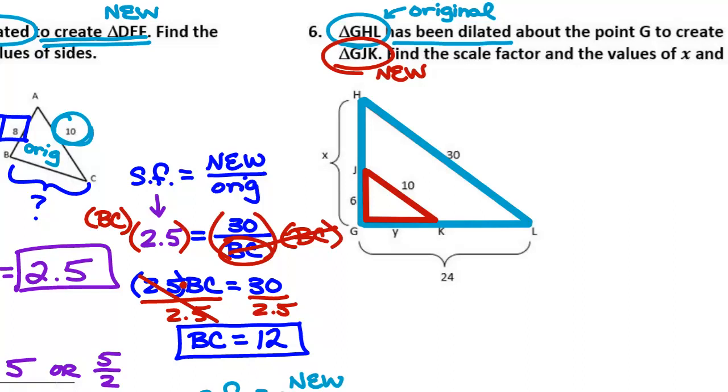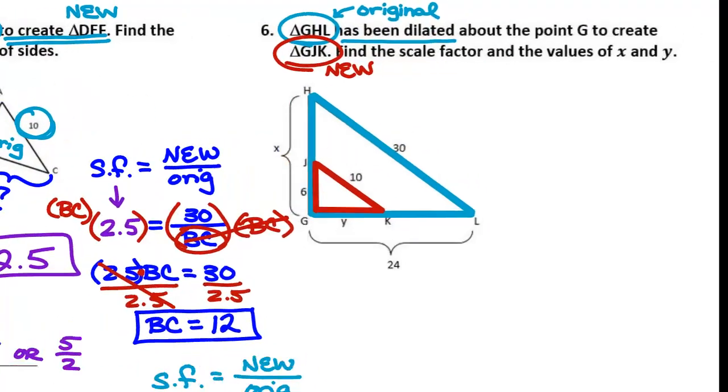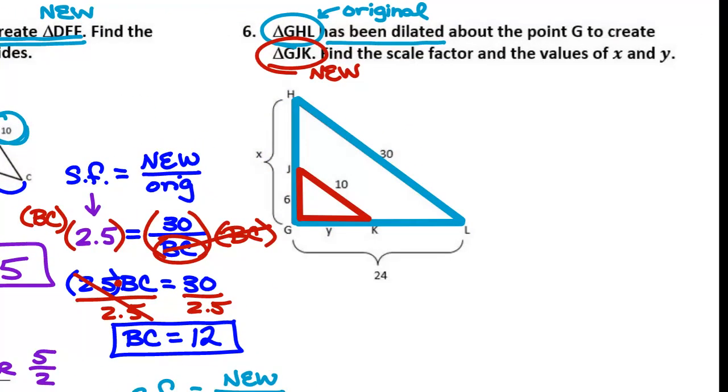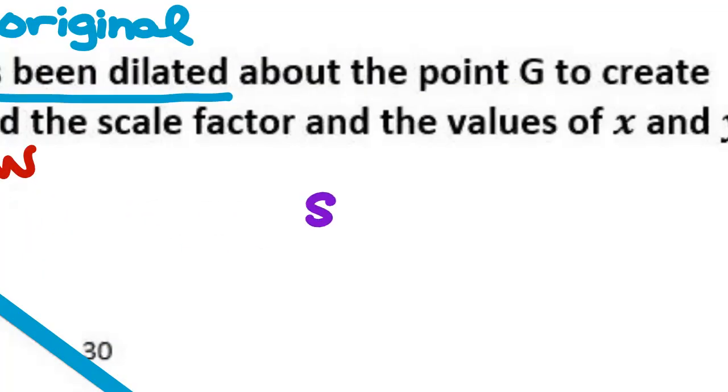Was GHL enlarged or reduced? Did the original one get bigger or smaller? Got smaller. Remember, my original one is the blue one, and then it was dilated to create the red one, which is smaller than the blue one. So this would be a reduction. So it got smaller. We want to find the scale factor, and we want to find the values of x and y. Well, let's find the scale factor first. I need to write a proportion. I need to write a fraction that's comparing these 2 triangles together. Scale factor is new over original.